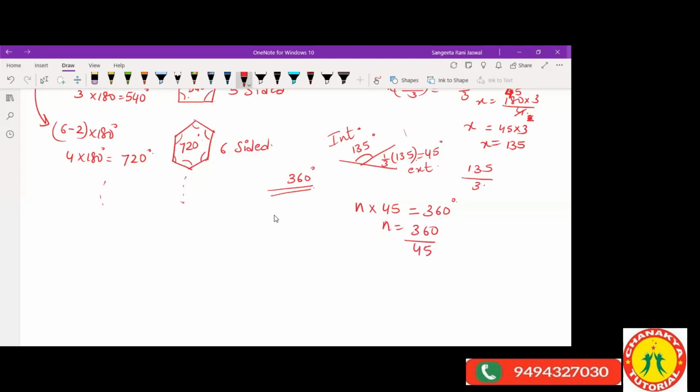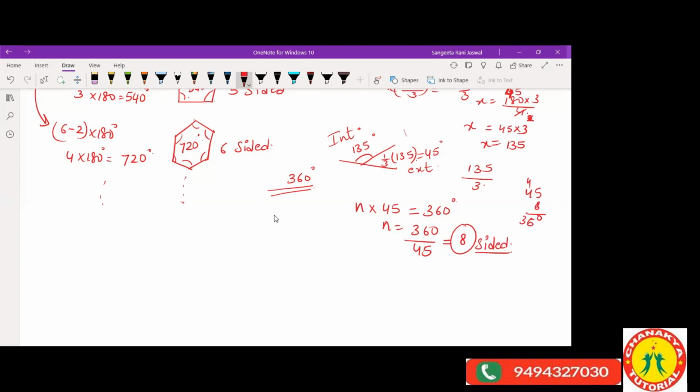What is 360/45? Just reduce it to the simplest form. This can go with 5. Please reduce it and tell me what you get. 8, ma'am. Okay, let me check. 8 times 45: 8 times 5 is 40, 32 plus 4 is 36, so yes, 360. So that means it's an 8-sided figure. Is this the answer? Yes, ma'am. So it's an 8-sided figure. I hope you have understood this.